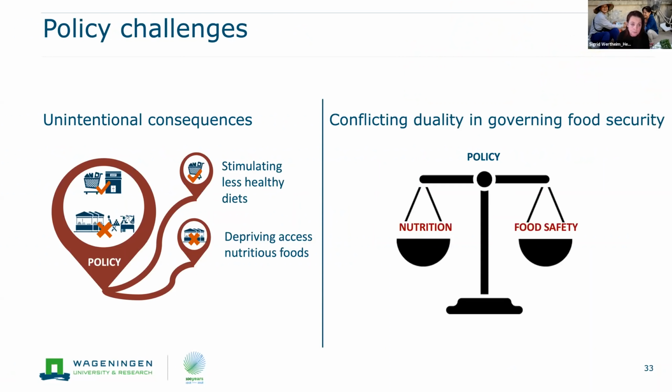So last but not least, what does this all say? Coming back to the question where I started with, to what extent policymakers are able to steer consumers into aimed-for directions. I think policymakers today are facing challenges. On the one hand, the retail modernization, which has maybe a good rationale, is bigger.